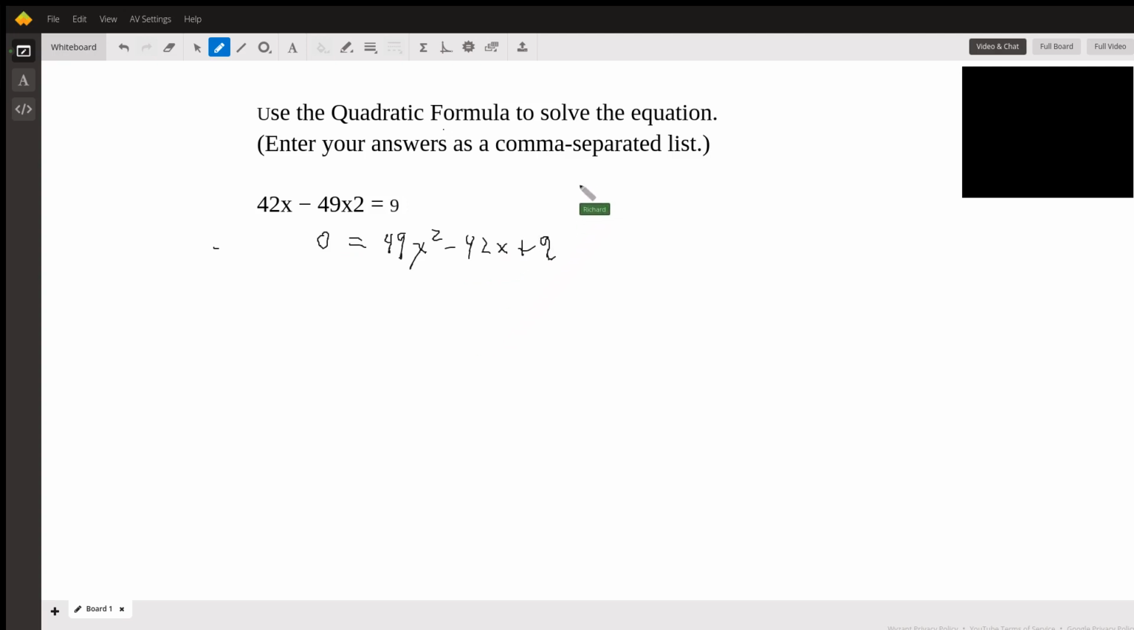Okay. Now, before we apply the quadratic formula, we want to remove any common factors that might be there. I'm thinking about 3 maybe. Oh, 3 doesn't work. 3 doesn't go into 49. Okay, so there are no common factors, so we just have to apply the quadratic formula. I'm going to put the equation here.